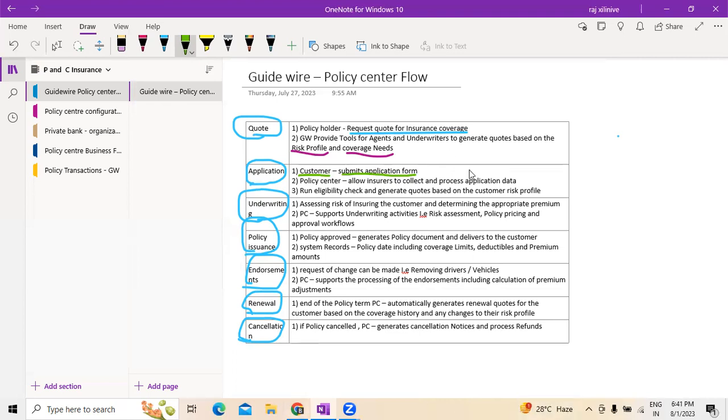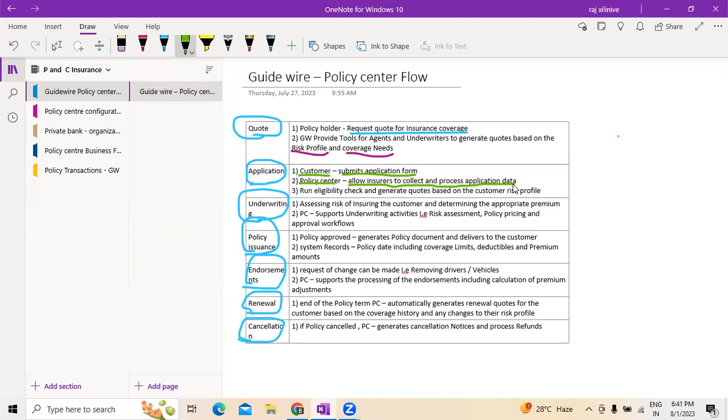Once the application is submitted, the next is about the policy center, right? So normally this policy center, the Guidewire policy center and everything, will allow insurers to collect and process the application data. Means whatever data is there, that data will be processed, and all of it will be done by the policy center or at the next level.